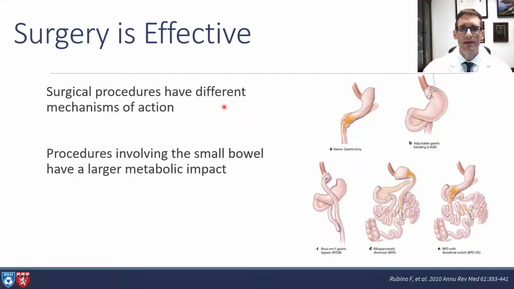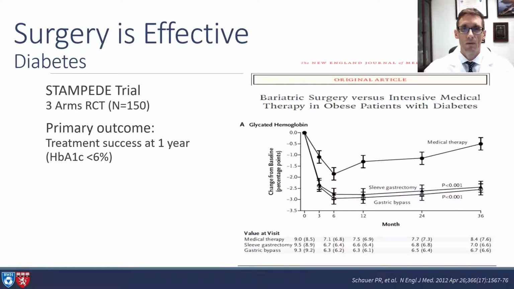Now, shifting gears to treatment options, surgery is, of course, rather effective at inducing weight loss, and there's several different types of procedures, those that focus mostly on the stomach, and then, of course, those that involve an element of bowel bypass. And these are thought to have different mechanisms of action, with the procedures that involve the bowel bypass having a larger direct metabolic impact. We're now going to discuss 2 studies that really highlight the effectiveness of metabolic surgery.